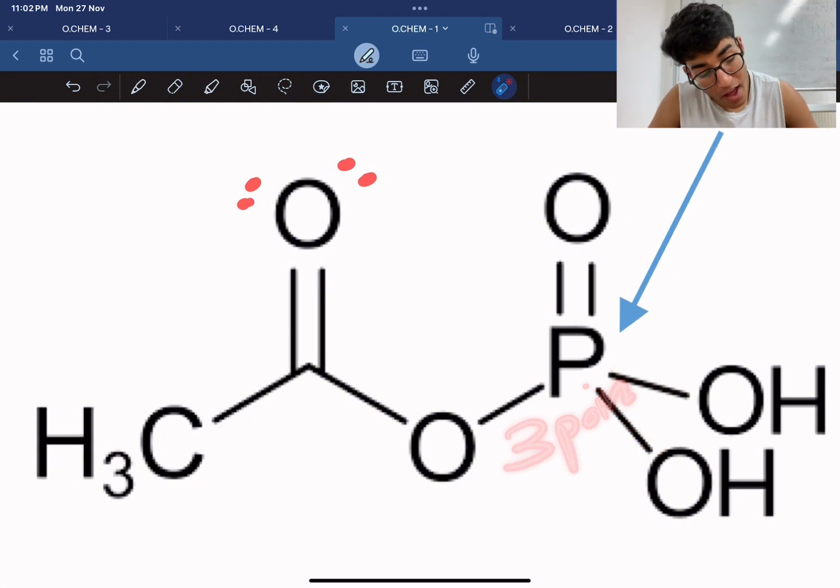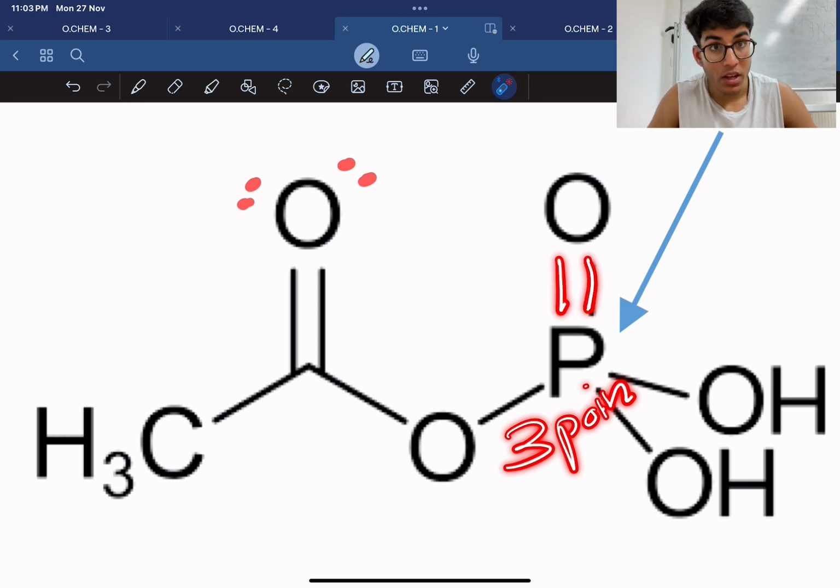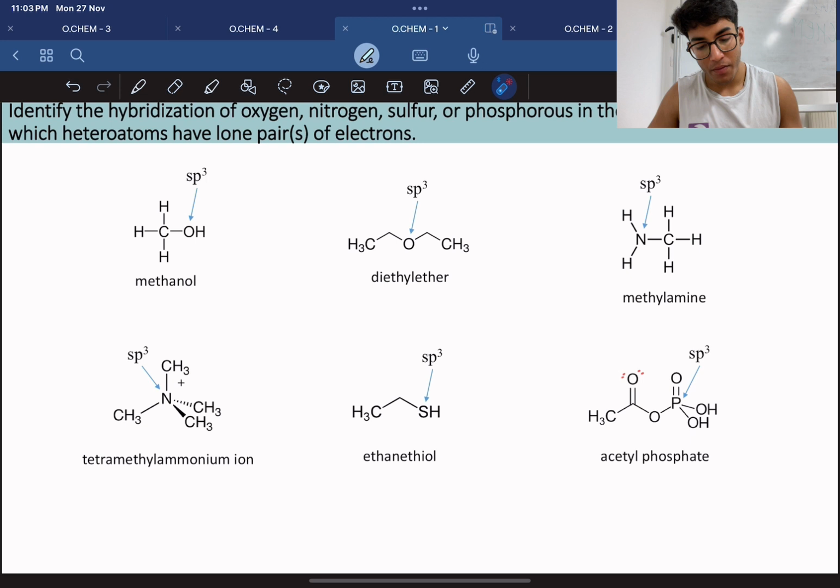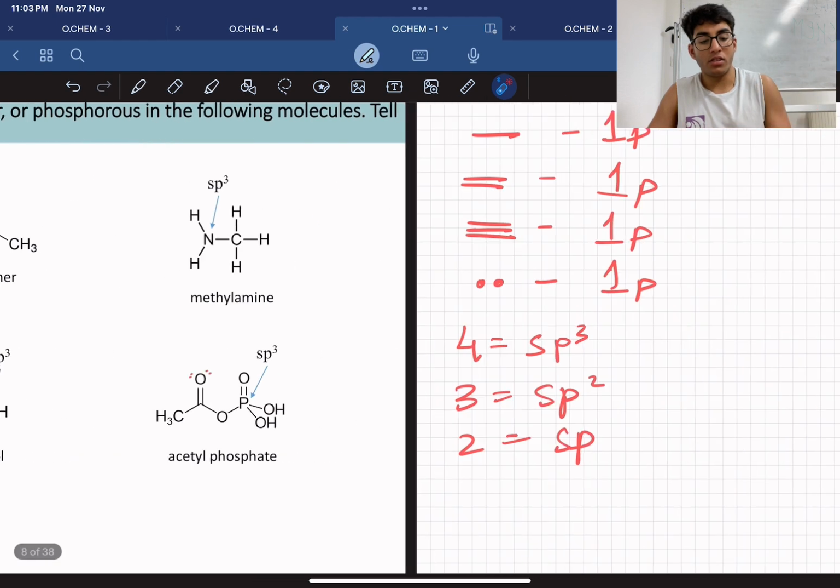Now we have this double bond. If you say that this is 2 points, that's wrong. It's not though. It's 1 point. As I said, single bond is 1 point, a double bond is 1 point, and even a triple bond is 1 point. Okay? So I hope using this, you should basically be able to identify any hybridization for anything.